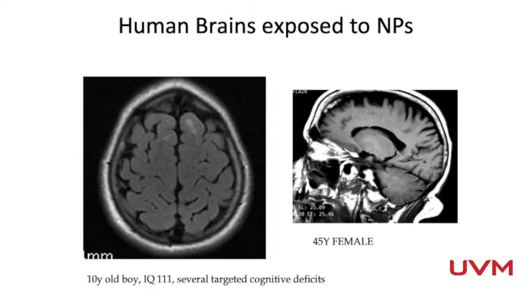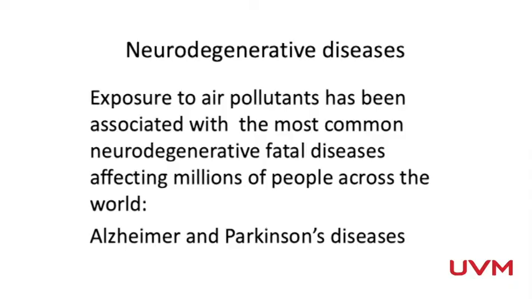This will be an extreme of the pathology we see. This is a 45-year-old female with extensive atrophy that goes from the frontal to the parietal and to the occipital regions. This person did not have any genetic factor of risk. She was exposed at work to high levels of PM2.5 and lived in one of the most polluted areas in Mexico City. So exposure to air pollutants has been associated with the most common neurodegenerative fatal diseases, affecting millions and millions of people across the world: Alzheimer's and Parkinson's.